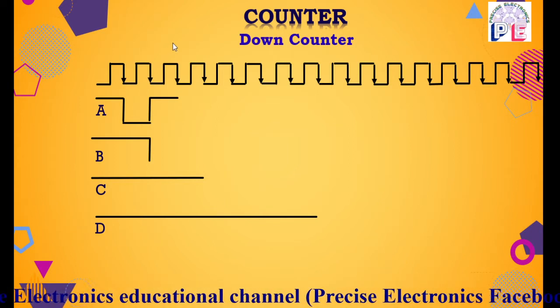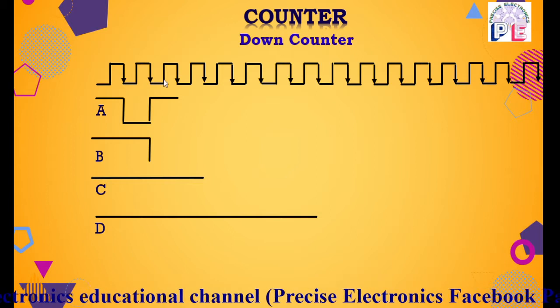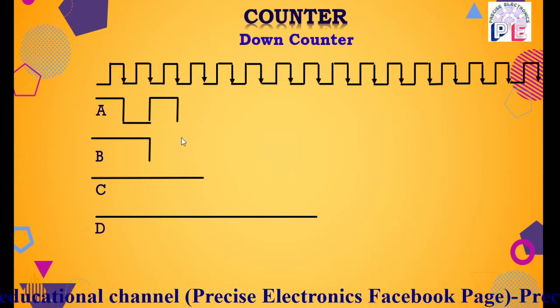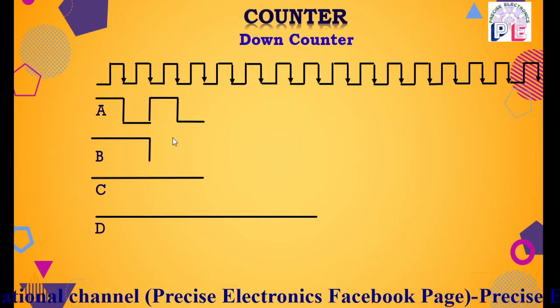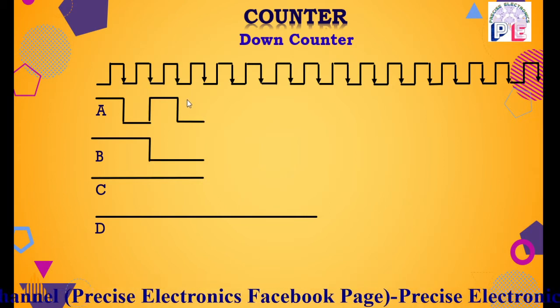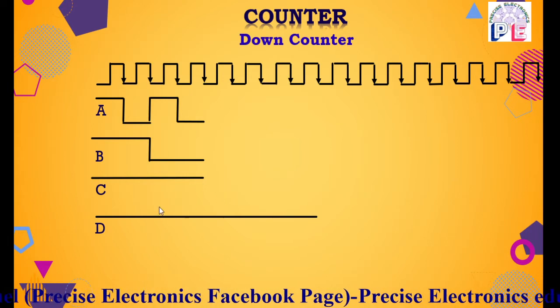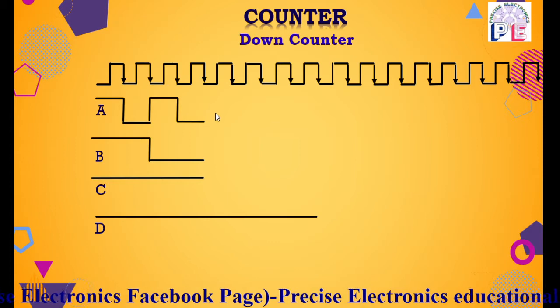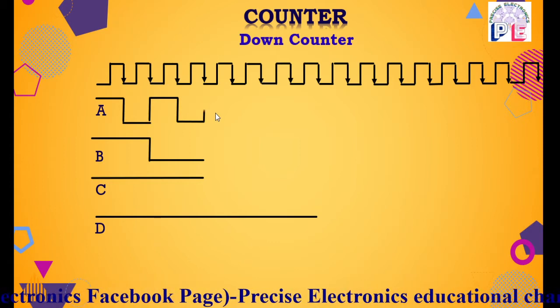So the output of the counter at this stage is 1101. At the third clock pulse, once again A changes from 1 to 0, but B, C and D remain in the last state. So the output of the counter at this stage is 1100.